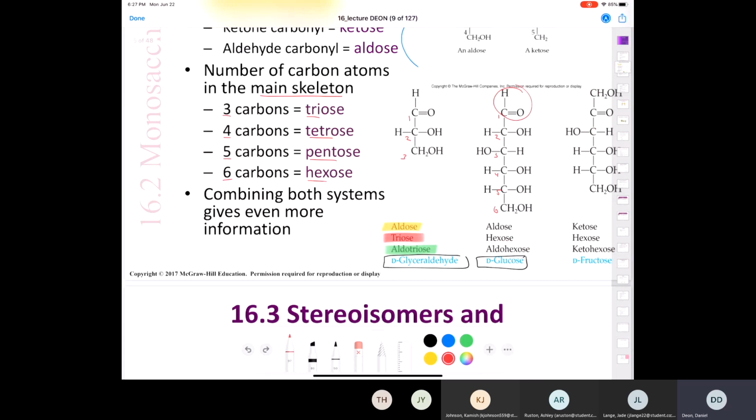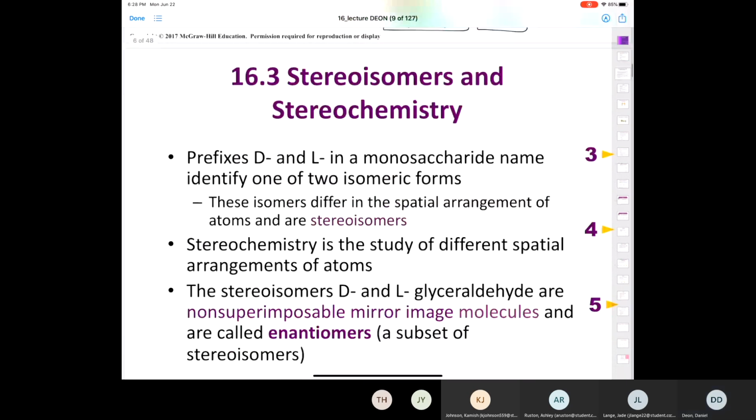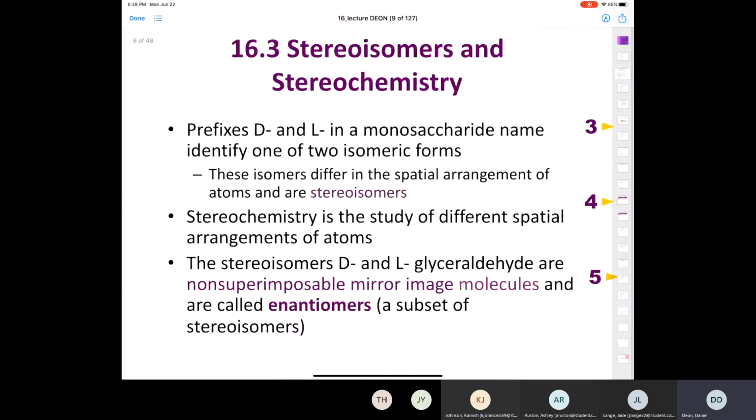So there you go. That's our introduction to nomenclature. The good news is you don't really have to know a whole lot more than that for carbohydrate nomenclature. You don't have to memorize the structure of glucose or glyceraldehyde or fructose, any of those things. You should just know how to identify a ketose, an aldose, a triose, tetrose, pentose, and hexose. Let's move on and talk about stereochemistry.